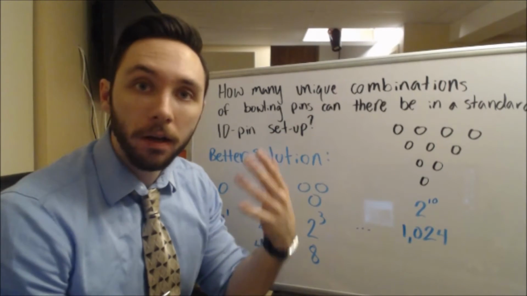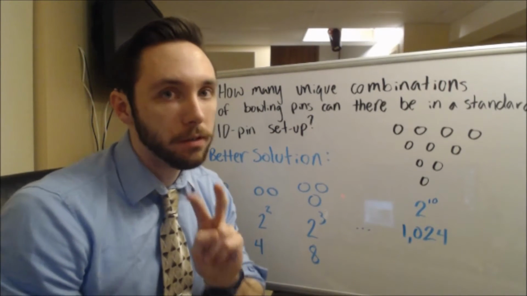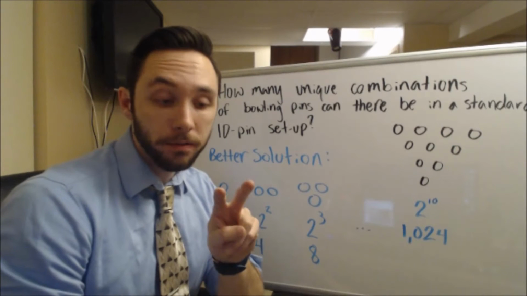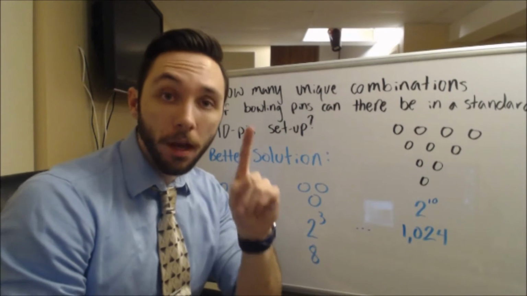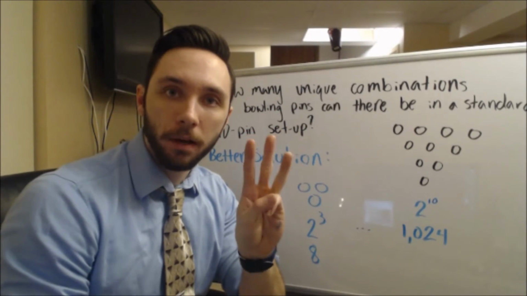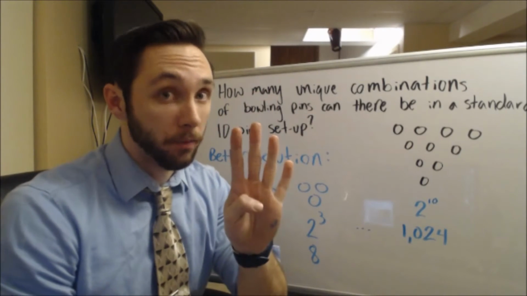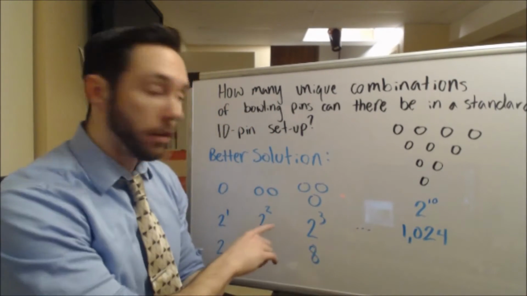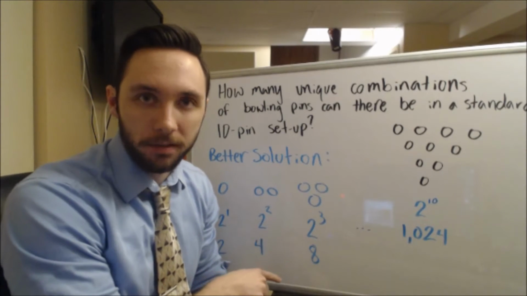There are 2 different combinations. What if there were now 2 pins? Consider the case where you have 2 pins. Well, you have both pins. You have just the right one up. You have just the left one up. And then you have the case when they're both down. That's 4, right? 2 to the power of 2. And maybe you see where this is trending.